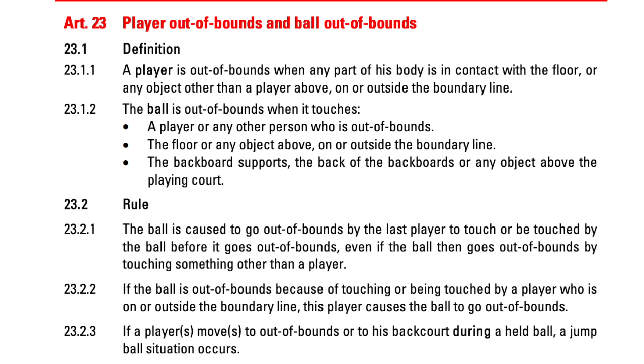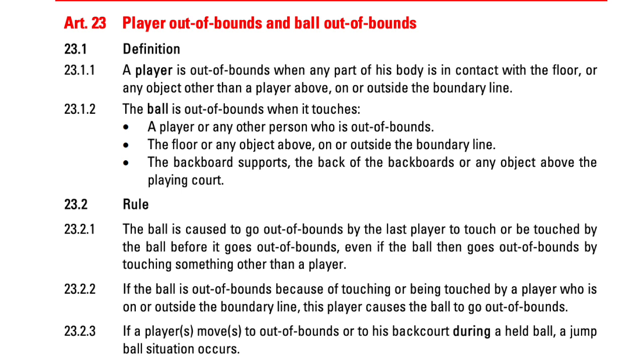The rule portion just talks about who caused the ball to go out of bounds. So the last person to touch the ball before the ball went out of bounds, they caused it to go out of bounds. If the player is standing on the boundary line or outside the boundary line and the ball touches them, they caused the ball to go out of bounds. It doesn't matter if they're the person inbounding the ball or the ball's already inbounded, they caused it to go out of bounds.